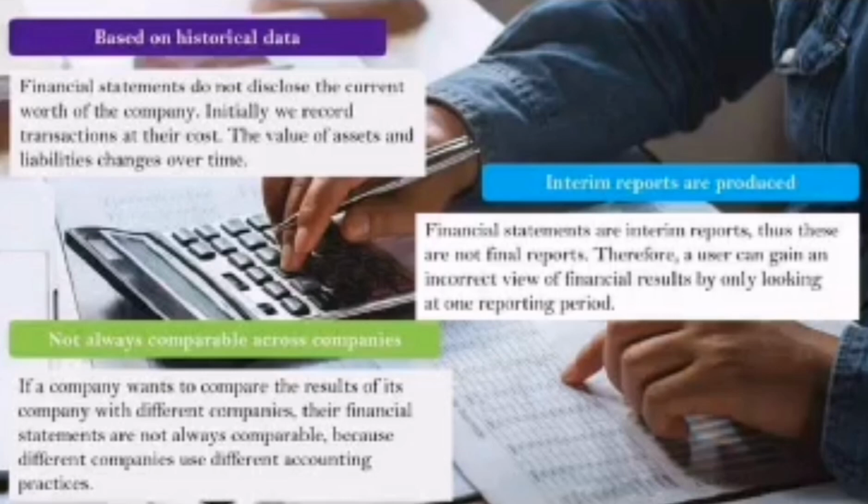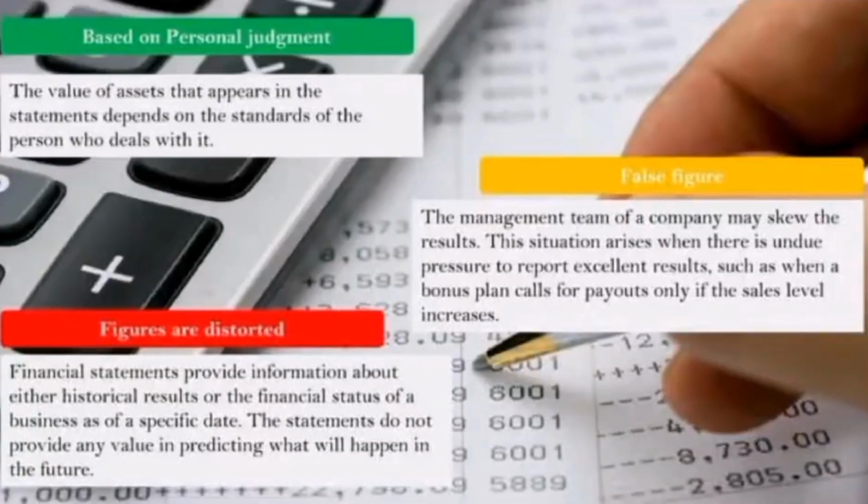If a company wants to compare its results with different companies, their financial statements are not always comparable because different companies use different accounting practices. Comparing financial statements across companies can be challenging due to varying accounting practices adopted by different companies, making the results not always directly comparable. Personal judgment. The value of assets that appear in the statement depends on the standards of the person who deals with it.